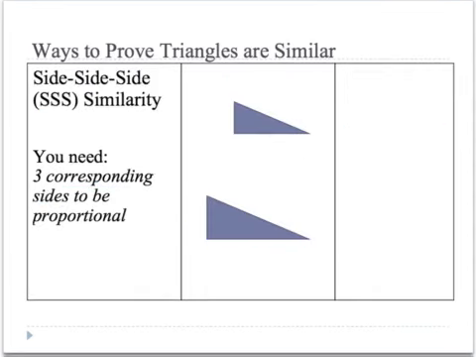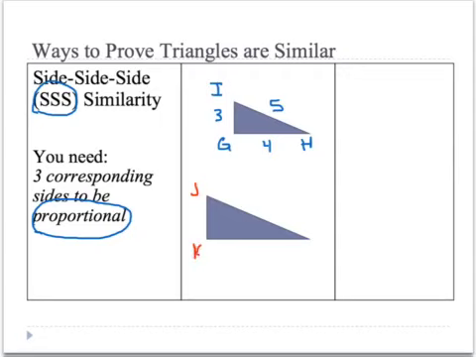Okay, another way to prove triangles are similar is by the side-side-side similarity. Now, this does not mean that the 3 sides are going to be congruent. It means that the 3 sides are going to be proportional. So they should have the same ratio if I compare all 3 corresponding sides. So I'm going to start by labeling my triangle. I have triangle IGH, and its lengths are going to be 3, 4, and 5. And then I have triangle JKL, and its lengths are going to be 6, 8, and 10.